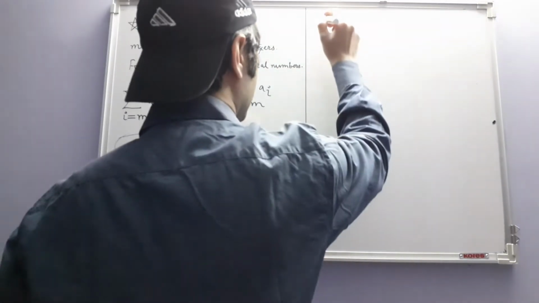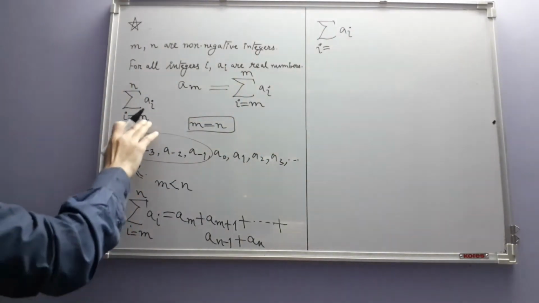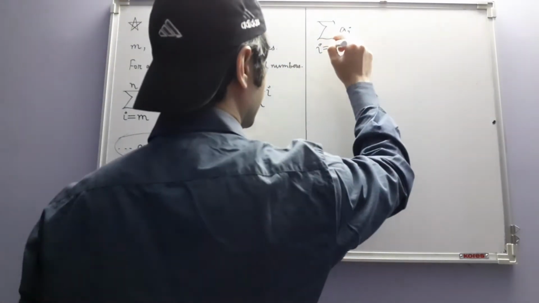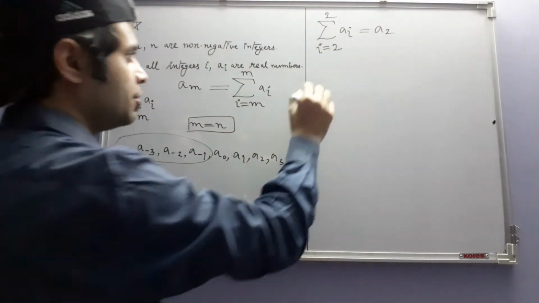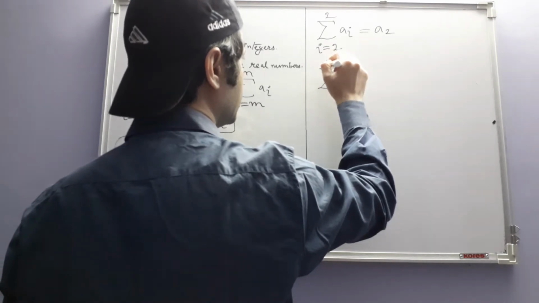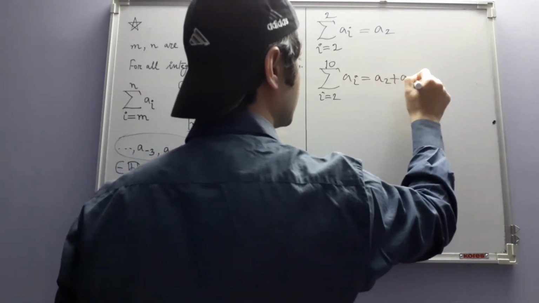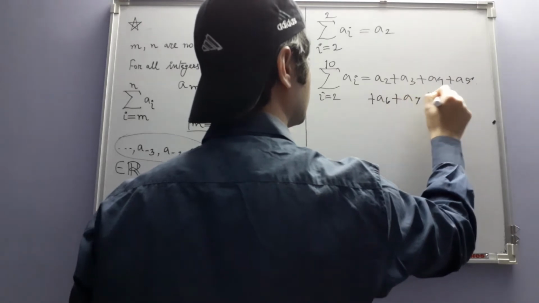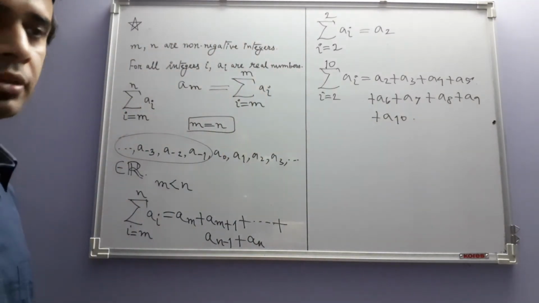So for example, if I have summation of a_i where i is varying from m to n, they can be any non-negative integers. Say I am taking m equal to 2. If I take n as 2, then I get only a2. But if instead of 2, for n I have say 10, so i varies from 2 to 10, then this sum becomes a2 plus a3 plus a4 plus a5 plus a6, 7, 8, 9 and 10. So that is the usual meaning of this symbol.